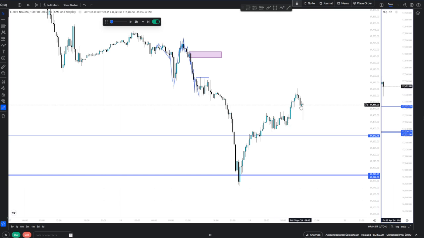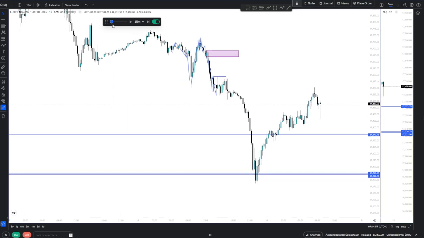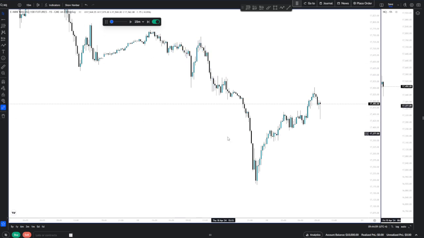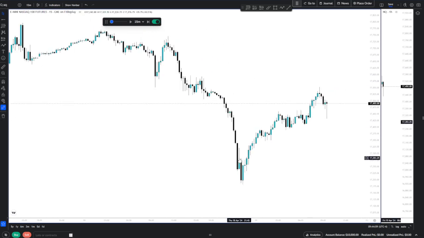So we're at 9:30. Let's clear our drawings up. All right, so our 15 looks like this. We had a break up here, right? Break up here because we made a 15-minute order block, so that makes a break to the upside. That makes a swing to the upside.